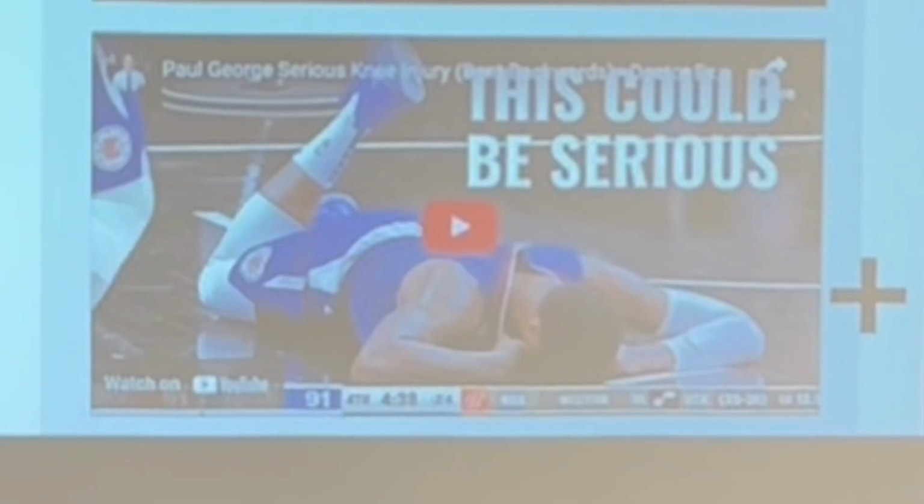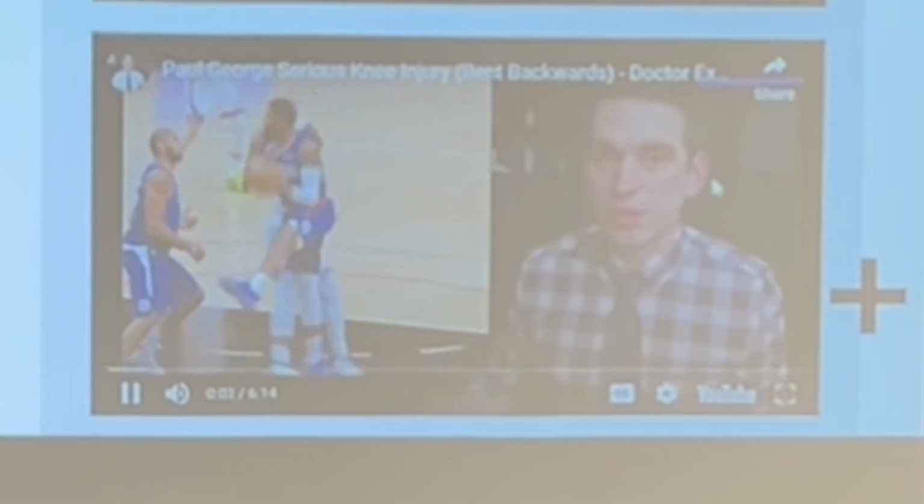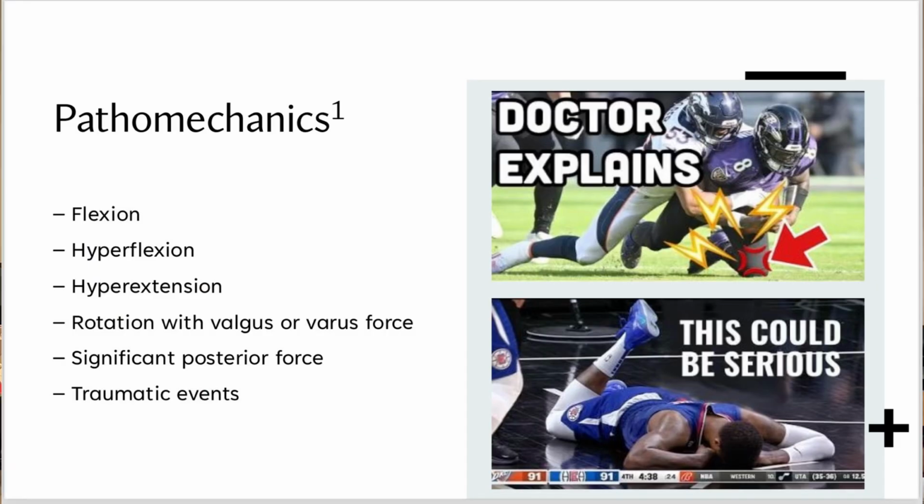And then also we have a hyperextension injury down here. George suffered a very painful and concerning looking right knee injury. These are two of the ways for a PCL injury to occur: flexion and hyperextension.